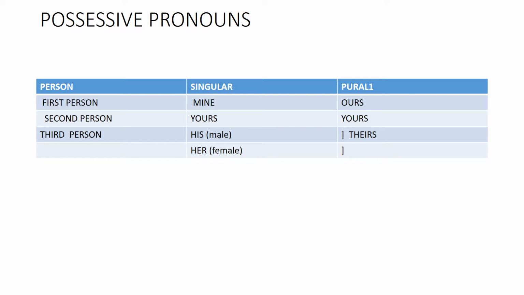Possessive pronouns. Possessive pronouns are those which show possession or ownership. The table indicates different forms of possessive pronouns: mine, ours, yours, his, hers, theirs.